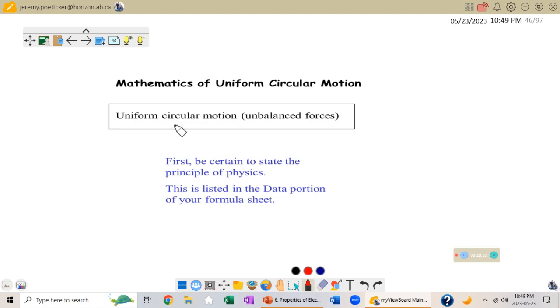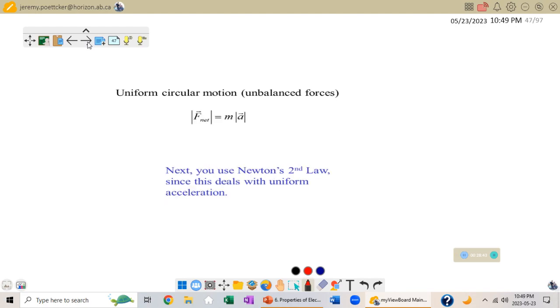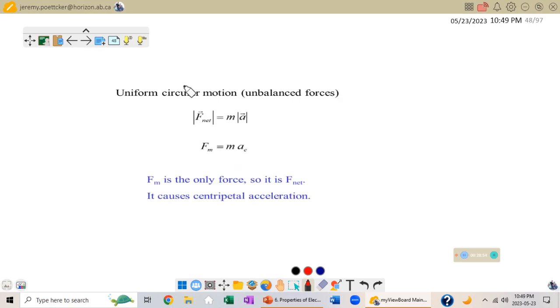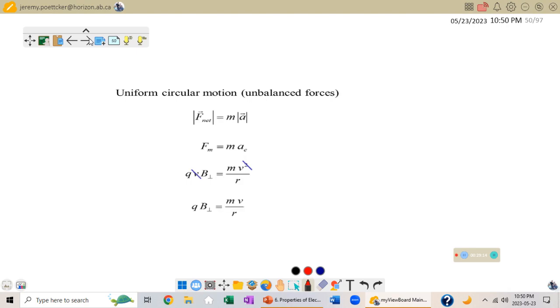So when we're talking about uniform circular motion and we have unbalanced forces, the principle of physics that we're dealing with here is Newton's second law. F net equals mass times acceleration. And because it's centripetal acceleration, FM is equal to mass times centripetal acceleration. FM is qvB, which is equal to mv squared over r. We can divide both sides by v. Now we've got qB equals mv over r.